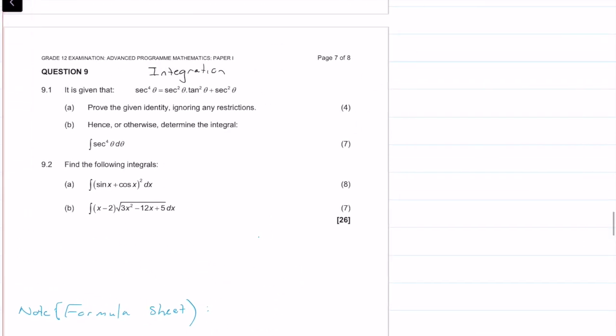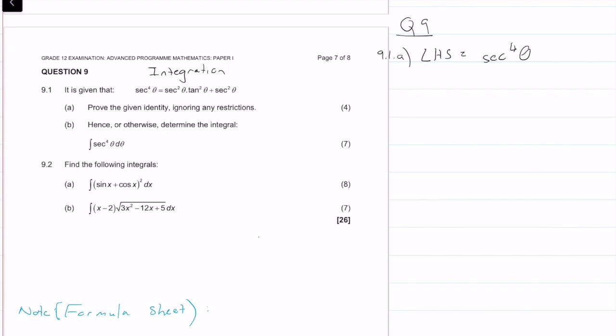Okay, so we start question 9 and we look at question 9.1a. It says it is given that sec to the power of 4 theta is equal to sec squared theta tan squared theta plus sec squared theta. And we're told to prove the identity. So we start off by stating what the left hand side is. That is sec 4 theta.